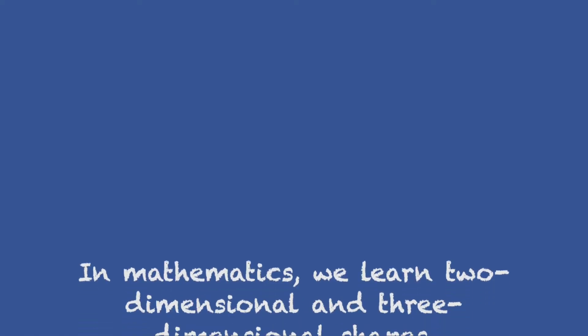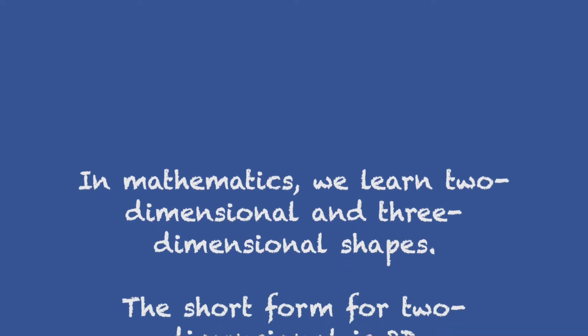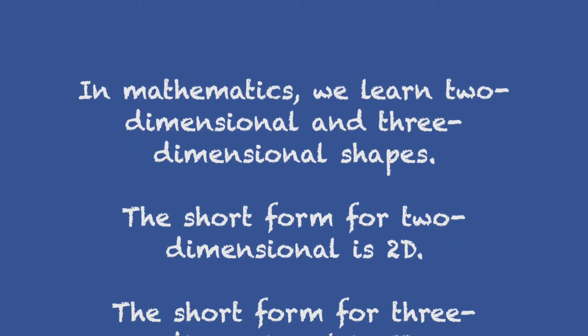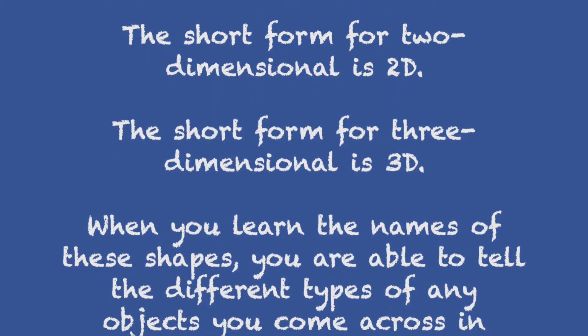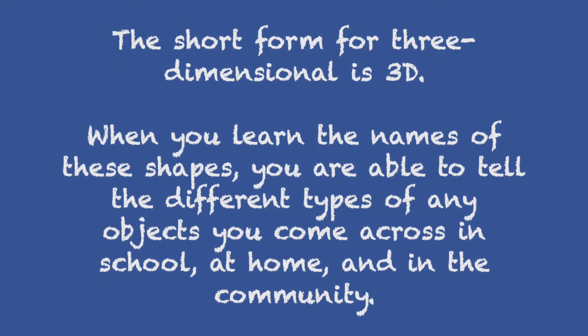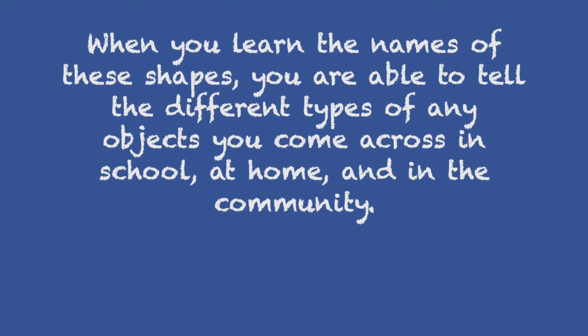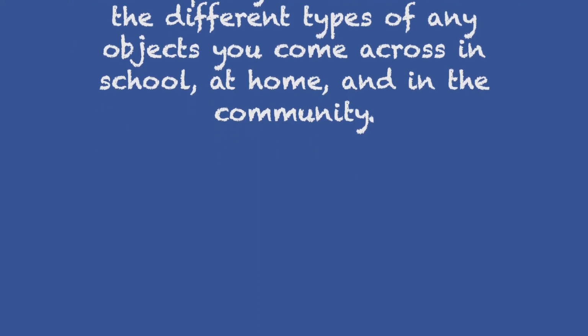In mathematics, we learn two-dimensional and three-dimensional shapes. The short form for two-dimensional is 2D. The short form for three-dimensional is 3D. When you learn the names of these shapes, you are able to tell the different types of any objects you come across in school, at home, and in the community.